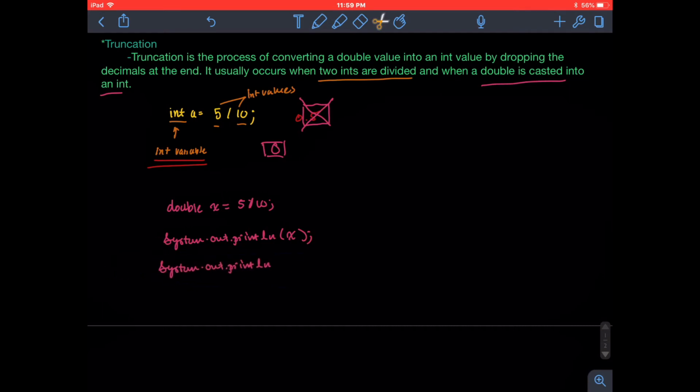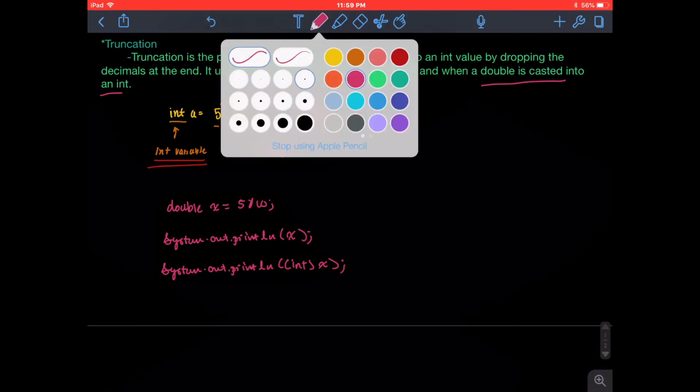We're going to use system.out.println, and this time we're going to cast it to an int. We're going to say in parentheses int x. We're going to treat x as a type int. And now let's see what the result of this would be.